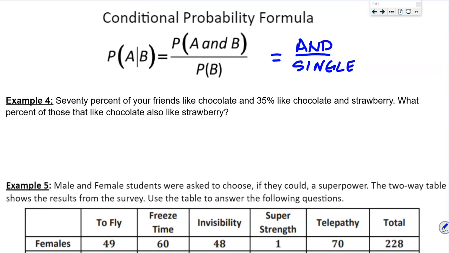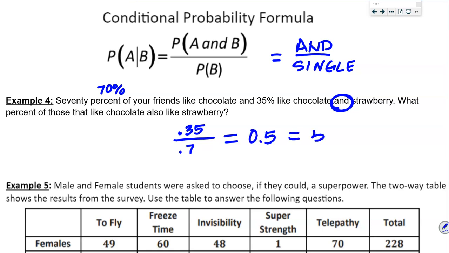So if it says 70% of your friends like chocolate, we're going to put 70% here. And 35 like chocolate and strawberry. See that right there? What is the percent of those that like chocolate that also like strawberry? That's basically saying what's the probability that, given those who like chocolate, they also like strawberry. So we're going to put our and statement, our 0.35, over our 0.7. We're going to change these to decimals, and when we do that, we get 0.5, which is equal to 50%.